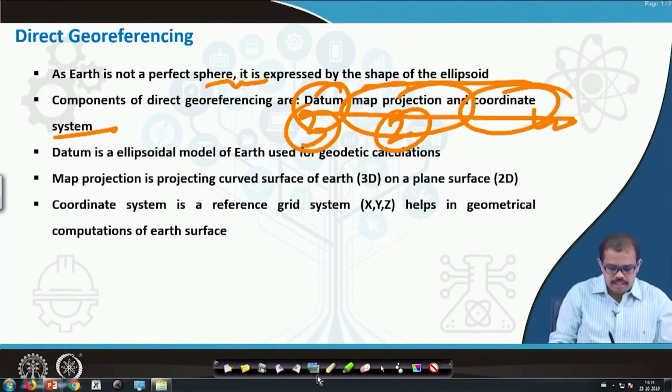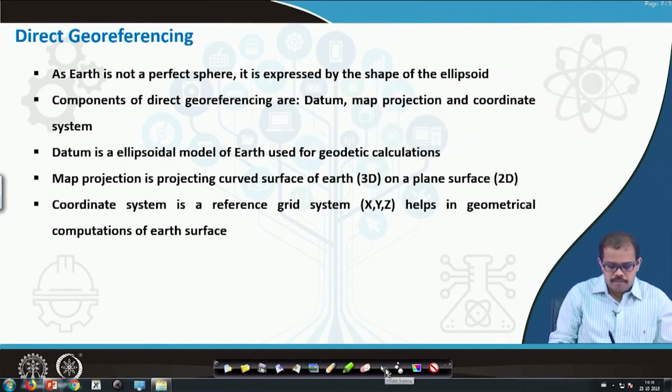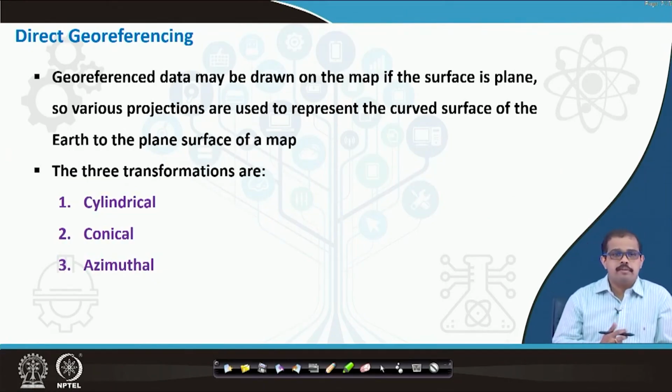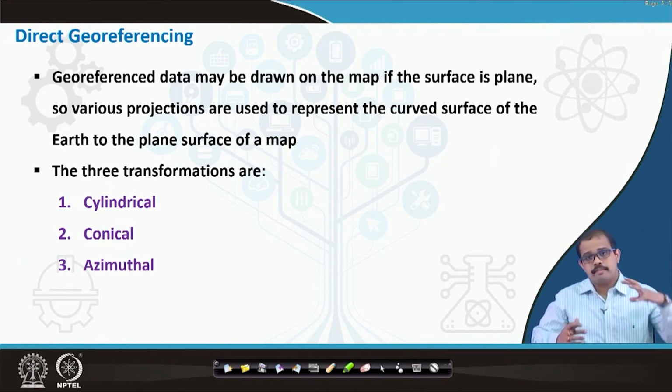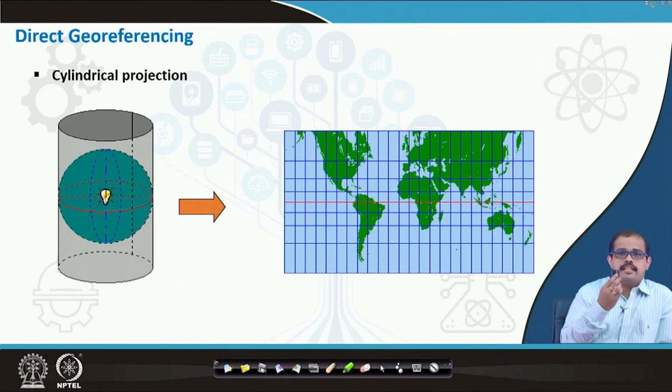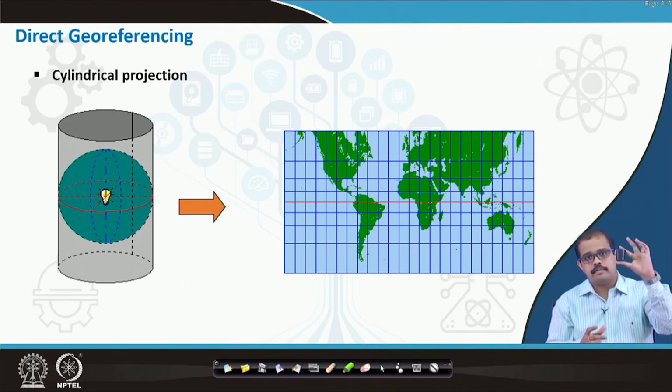Now, let us look at the next part of the slide, wherein we have three types of transformations: cylindrical transformation, conical transformation, and azimuthal transformation. These transformations convert the earth's surface from 3D to 2D. This represents the curved surface of the earth on the planar surface of the map, as I explained previously. Now, when I look at a cylindrical surface, let us say I consider this as an earth surface.